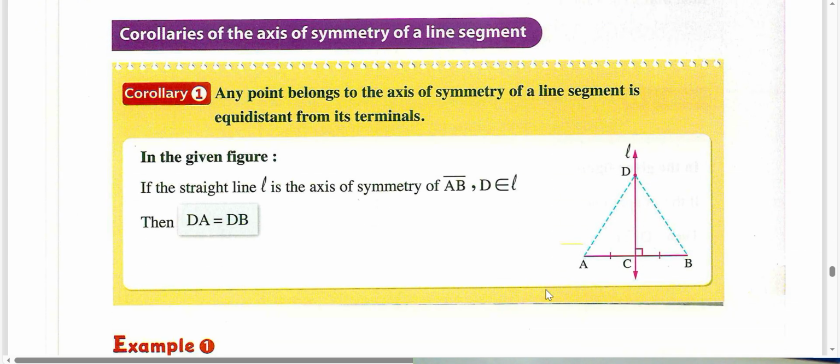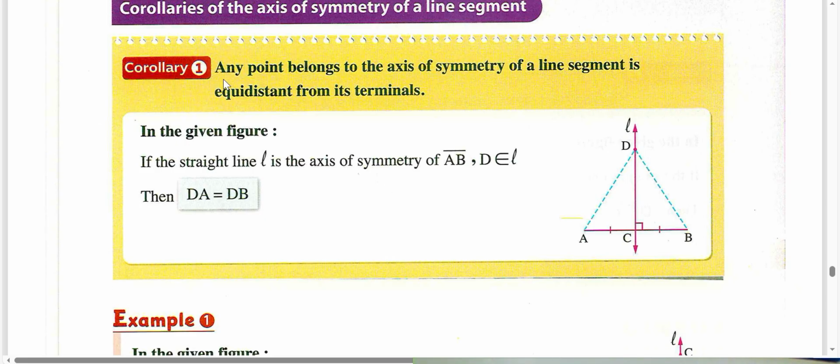We also have properties here. Property one: any point on the axis of symmetry of a line segment is equidistant from its terminals. Point D lies on straight line L, perpendicular to AB. L is the axis of symmetry of AB, so the distance between D and A equals the distance between D and B. DA equals DB. Then if the straight line L is the axis of symmetry of AB and D belongs to L, then DA equals DB. Then we have here an isosceles triangle. Okay.